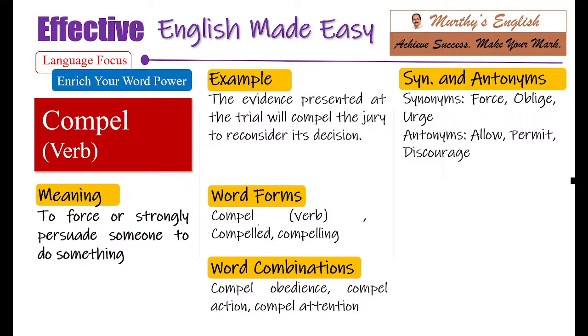Word forms. Compel is a verb. Past form, compelled, and the present participle, compelling. Word combinations, compel obedience, compel action, compel attention. But if you take the ing form, sometimes we do say compelling movie, means captivating. Synonyms, force, oblige, urge. Antonyms, allow, permit, discourage. An important word, coercive. Very good. Our students have come up with more synonyms: persuade, insist, urge, exhort.